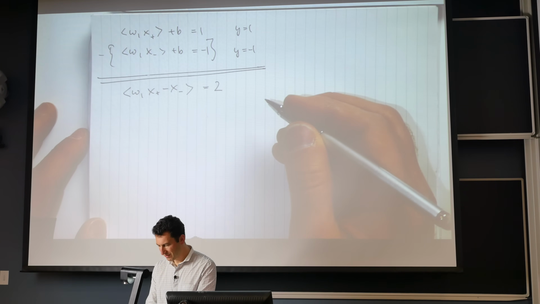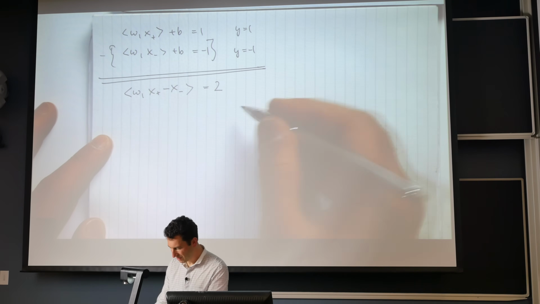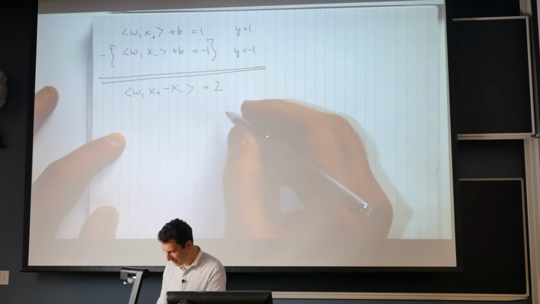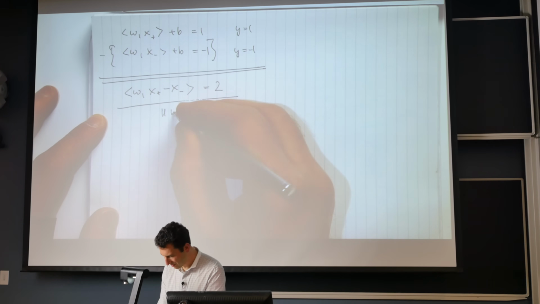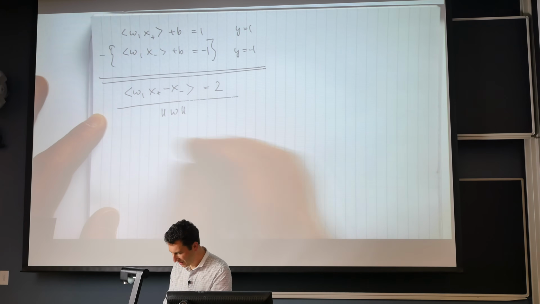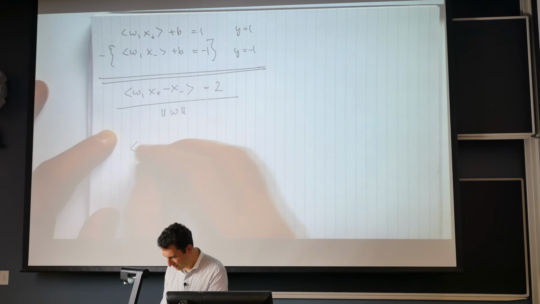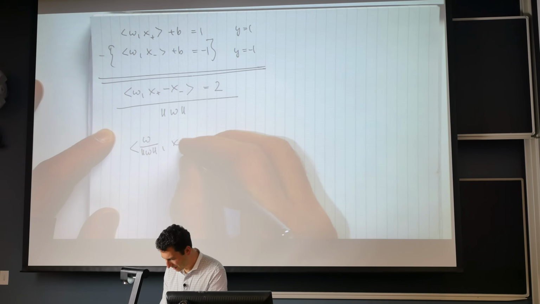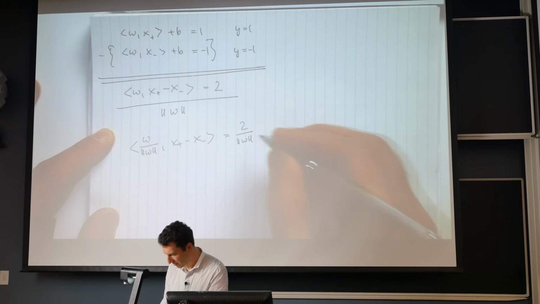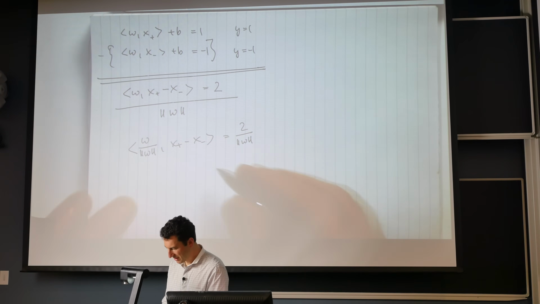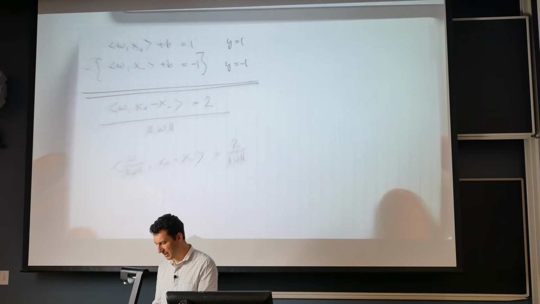Now I can just divide by the norm of w. What I get is that w over the norm of w, dot (x+ minus x-), equals 2 over the norm of w. But obviously we know that this exactly measures the size of the margin.